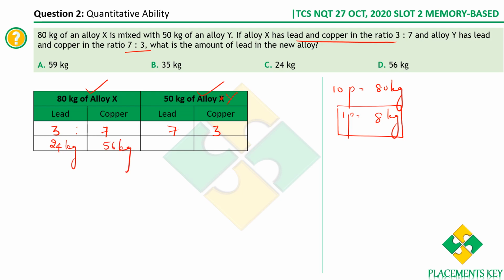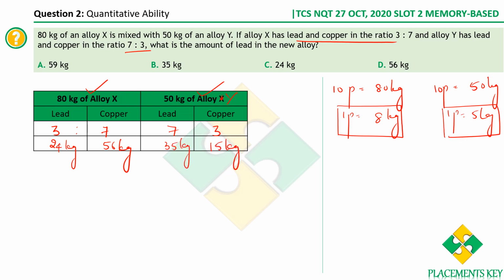56 kgs. Similarly for Y, we totally have how many parts? It is 7 is to 3. So again we have 10 parts for Y. So we have 10 parts is equal to 50 kgs. Okay, so we get one part is equal to 5 kgs. So 7 parts is how much? 7 5 is 35 kgs, and then 3 5 is 15, so 15 kgs.